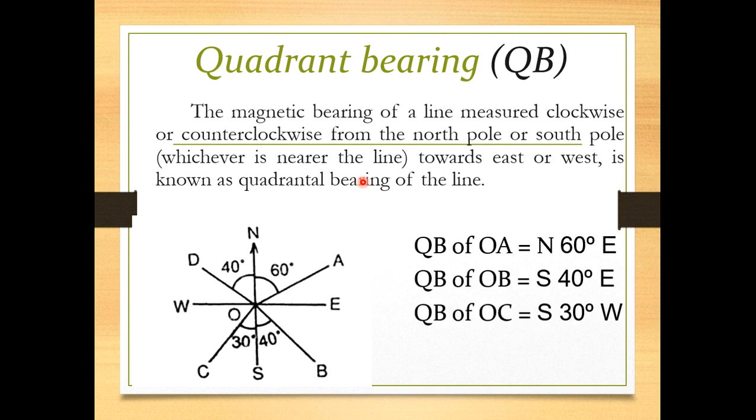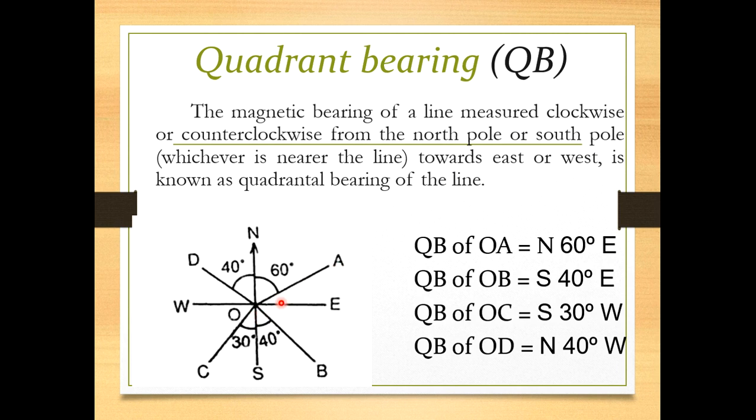So what is the meaning of quadrant bearing? The magnetic bearing of a line measured clockwise or counterclockwise from the north pole or south pole, whichever is nearer the line, towards east or west, is known as quadrant bearing of a line. So quadrant bearing of OA, whichever is nearer the line.